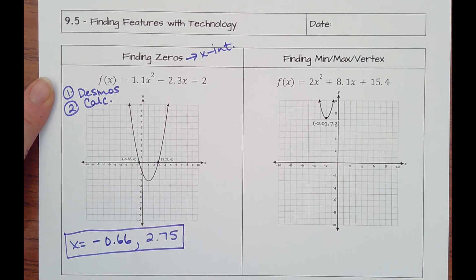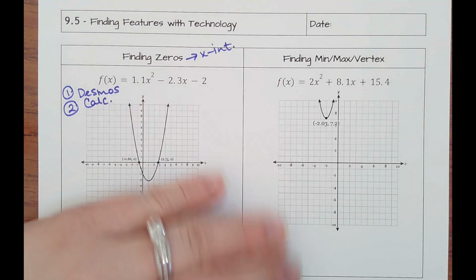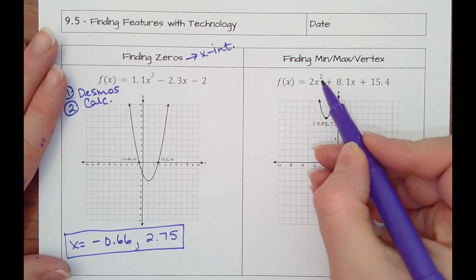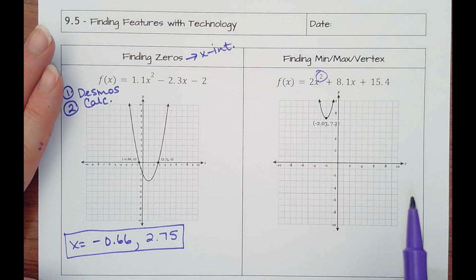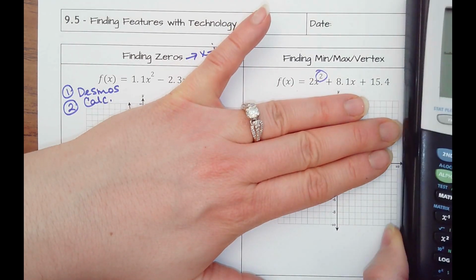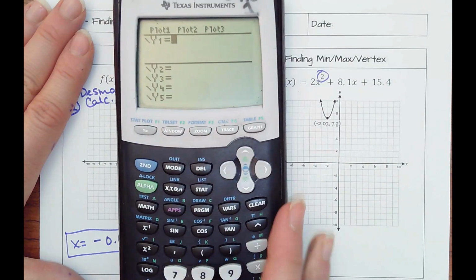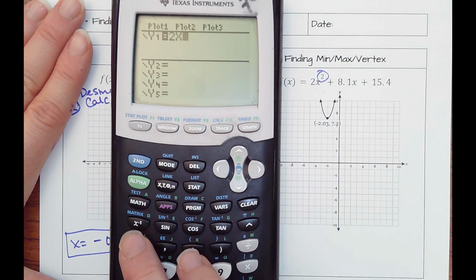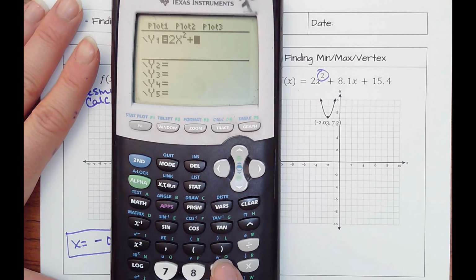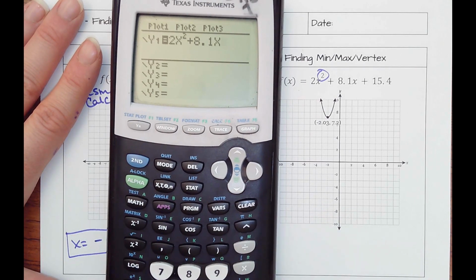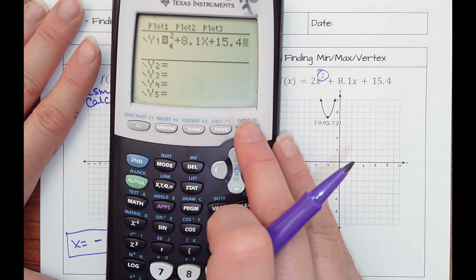Okay, the other thing you're asked to find is a minimum or a maximum, which is also known as the vertex when we have something being squared. And so again, you won't have the graph, so you could do this on Desmos, or if you want to do your calculator, the refresher is plug in your function. Go to graph.